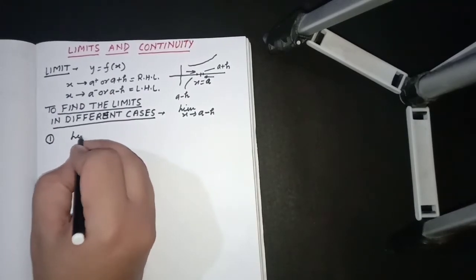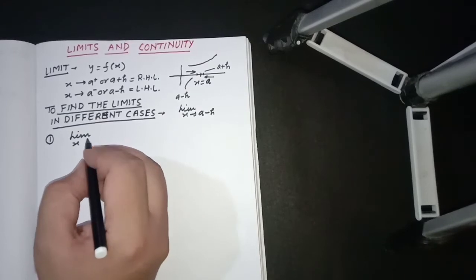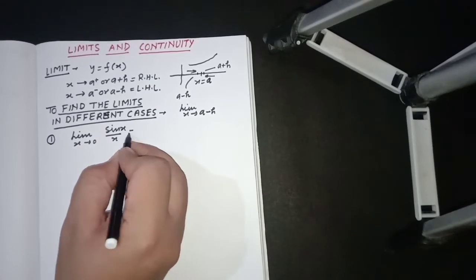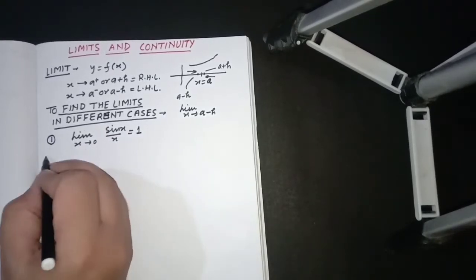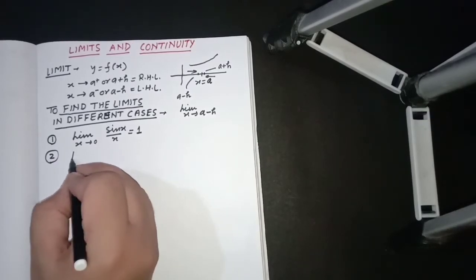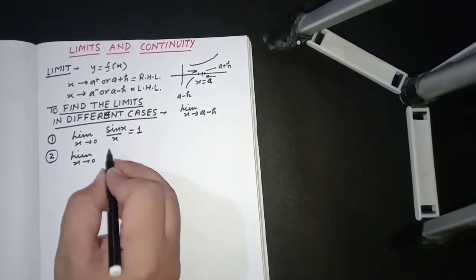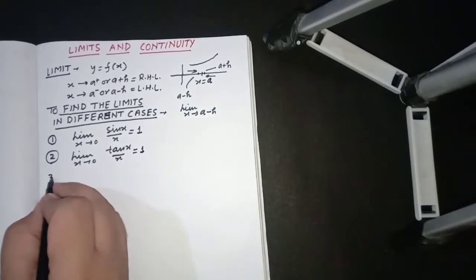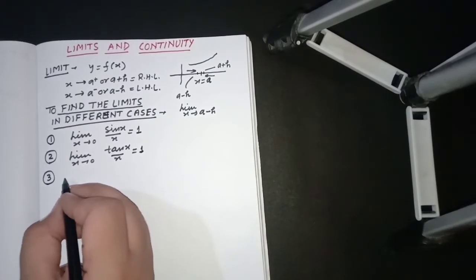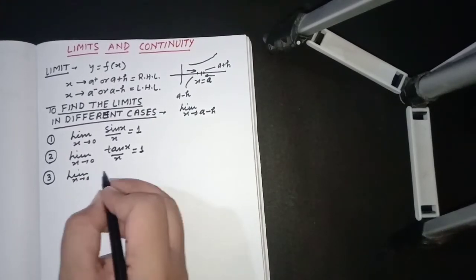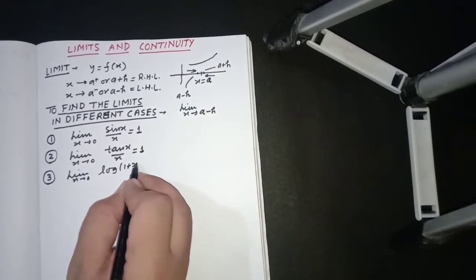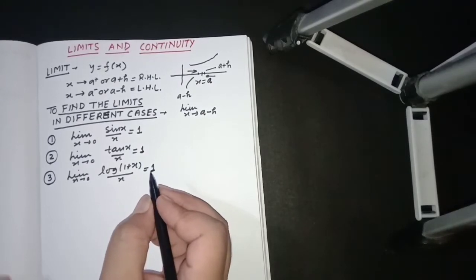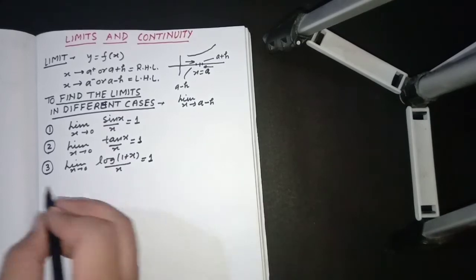And one of them is limit x tends to 0 sin x upon x, and its value will come out 1. Similarly, second is limit x tends to 0 tan x upon x, and its value is also 1. Third one is limit x tends to 0 log(1 plus x) upon x, and it will also come out 1. So these are the formulas which can be used directly to evaluate limits.